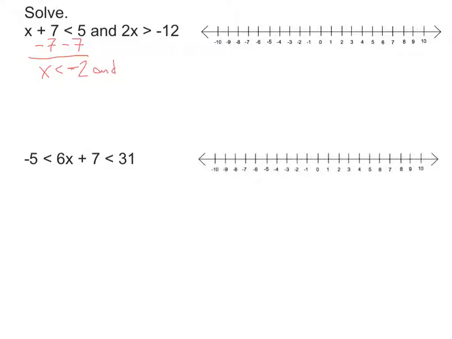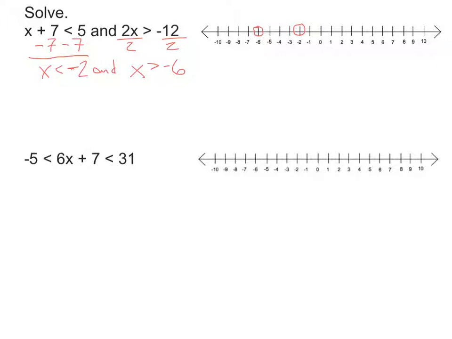And if I solve the other one, I'm going to divide both sides by 2. X is greater than negative 6. So to illustrate this, we graph it on a number line to show all the possible x's. We need all the x's that are less than negative 2 and all the x's that are greater than negative 6. Now my x's can't be negative 2, it's just less than, so we put an open circle. Same with negative 6. They can't be negative 6, they're just simply greater than.